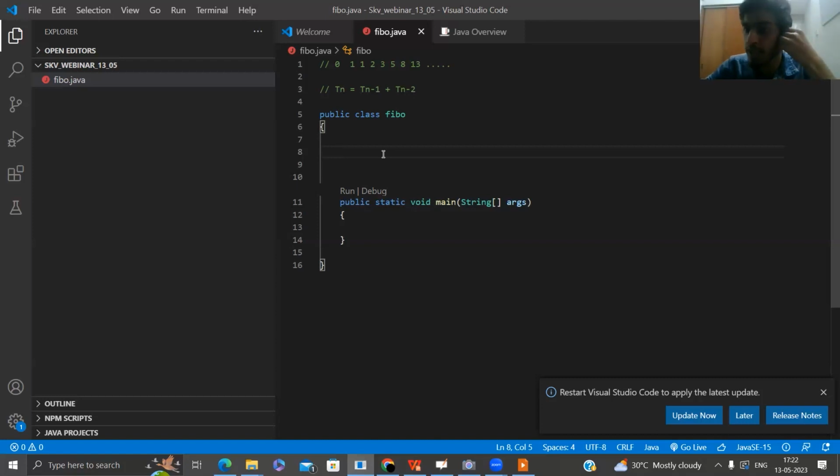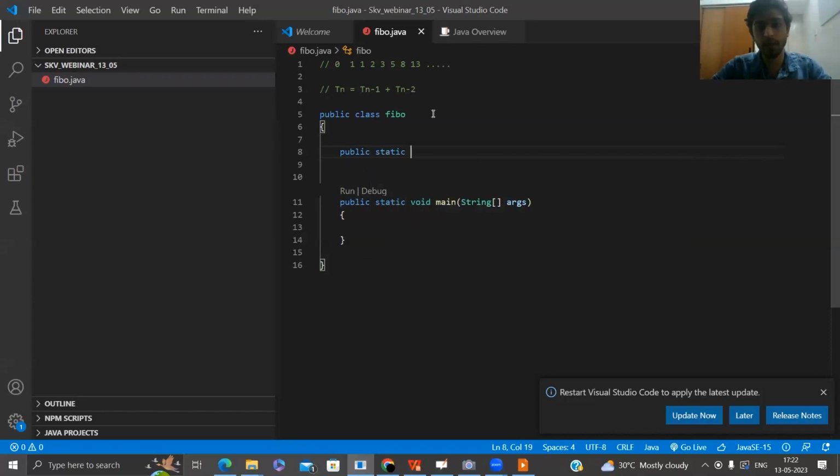I hope the problem statement itself is clear. We are writing a code that tells me the nth Fibonacci number. If suppose I pass 7 in the method, that is going to be returning the 7th Fibonacci number. If I pass 10 in the method, that is going to be returning the 10th Fibonacci number. Okay, let me make the method first.